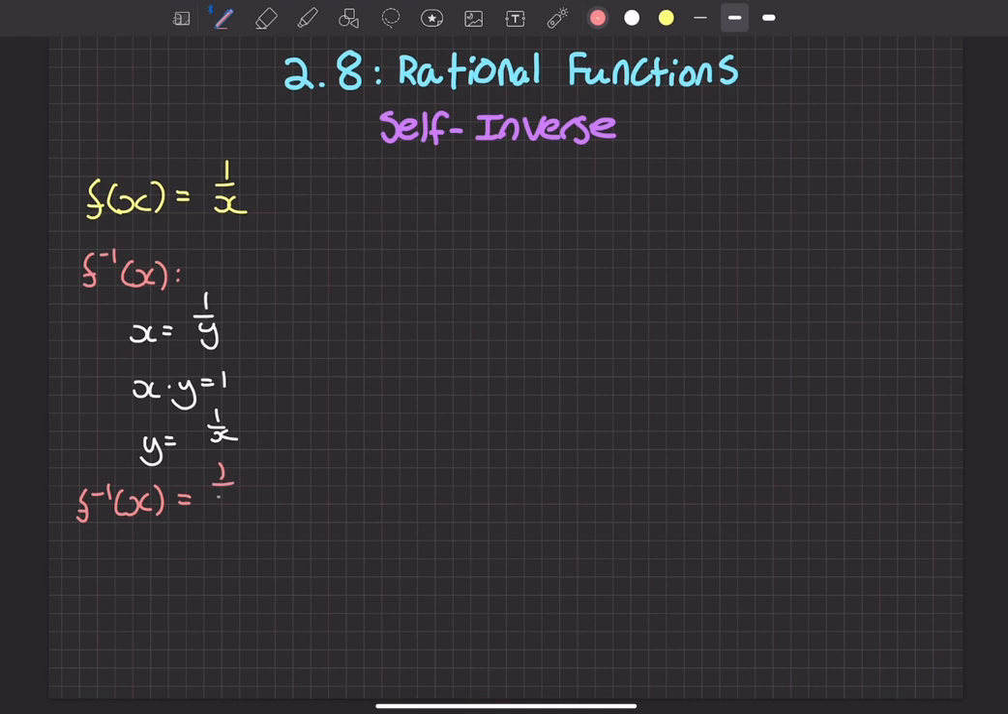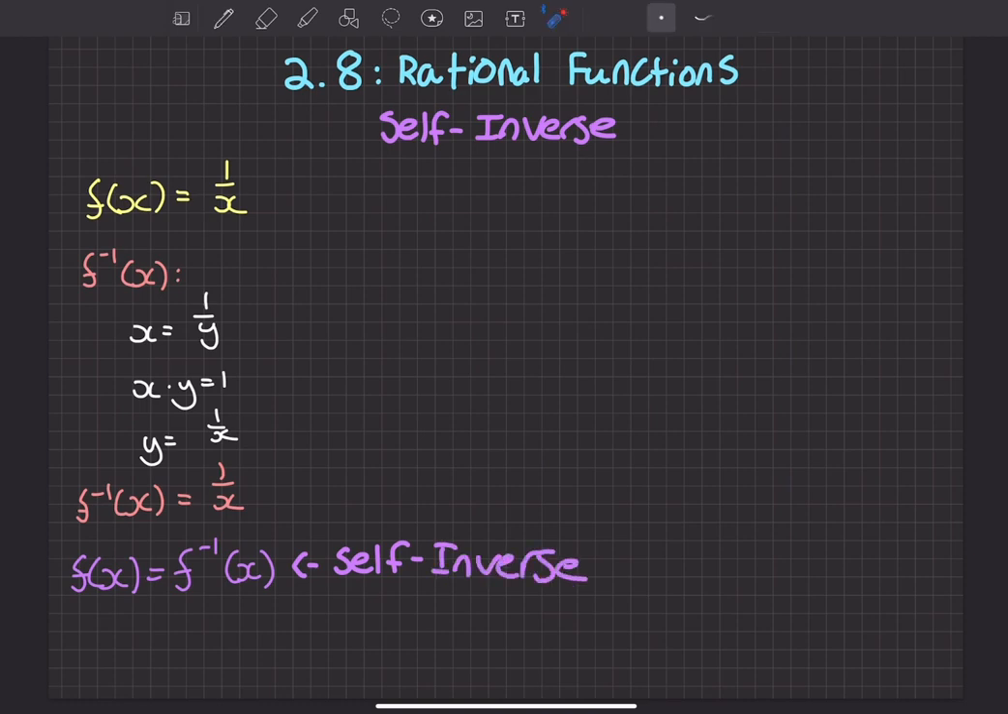And here you finally end up with the inverse is 1 over x, right? And now if you notice, the original function and the inverse function are the same. So here you have f of x equals the inverse function. And whenever f of x equals the inverse, this is called a self-inverse function. So this here is your self-inverse. Okay, it's just a concept that you have to be familiar with. Self-inverse is when f of x equals the inverse function.